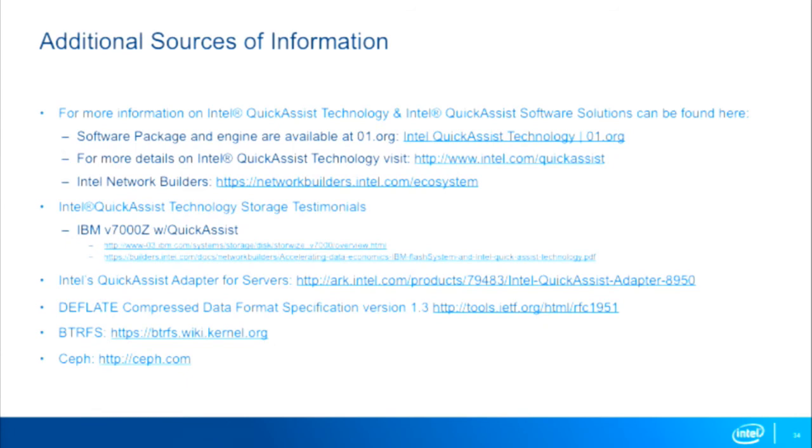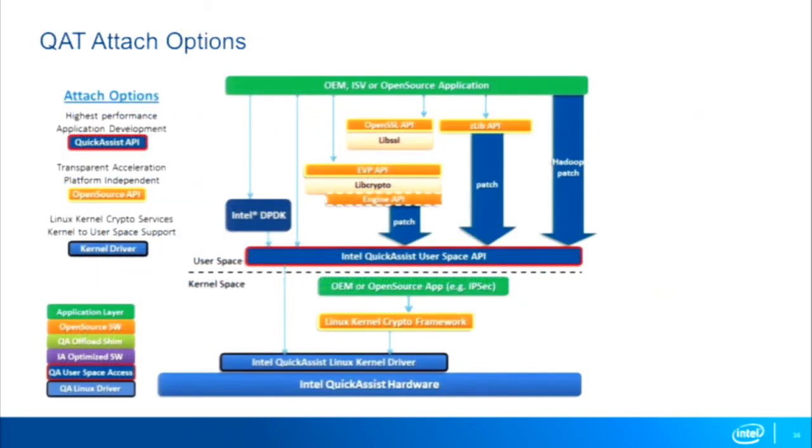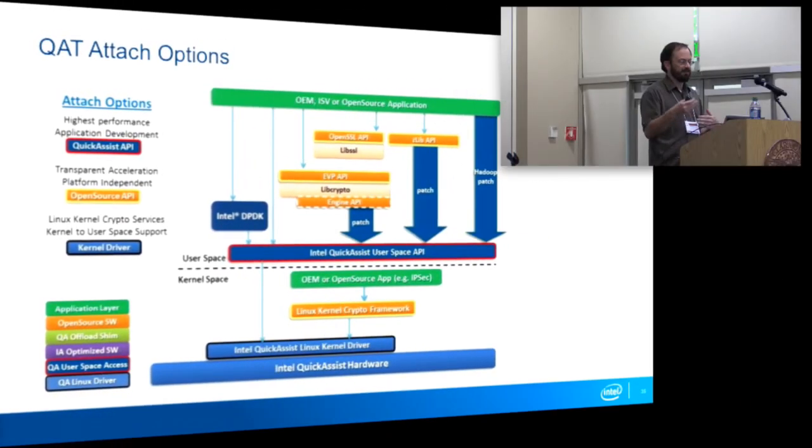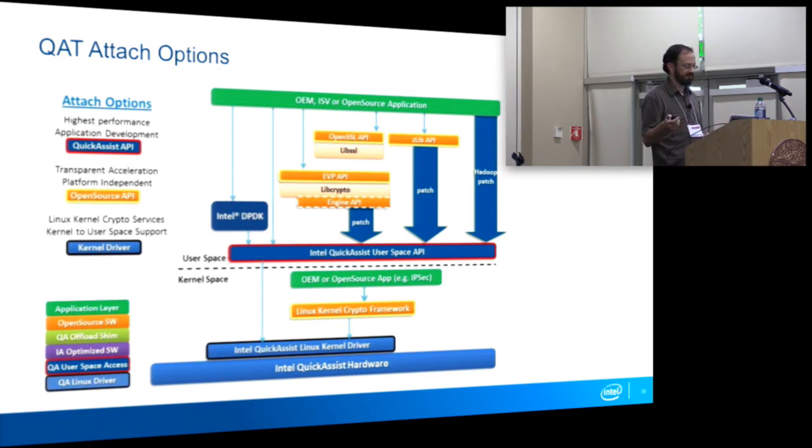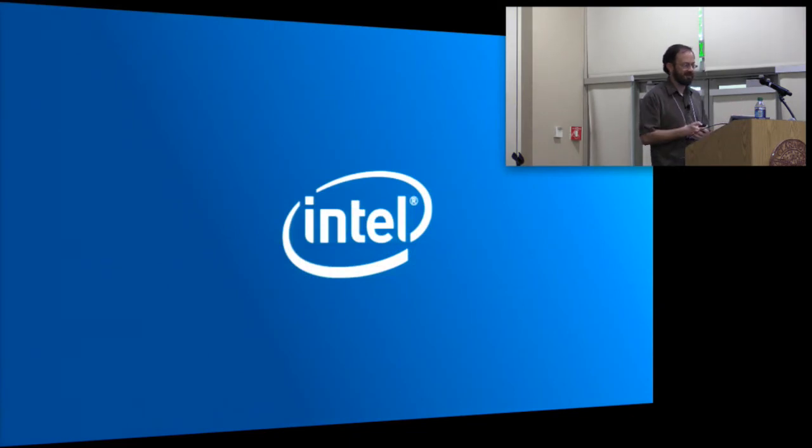So anyway, here's more information. You can look up details about QuickAssist and the deflate compression that's included with it. And so I think this is one of the last slides. This shows there are multiple ways to do QAT offload. There's a direct API. You can go through zlib or OpenSSL through various patches, and there's a kernel interface. And that's it. Any questions?